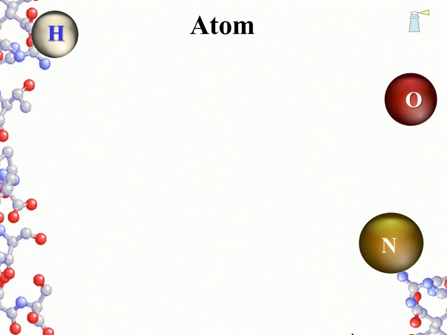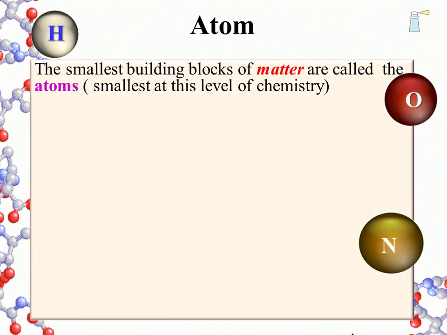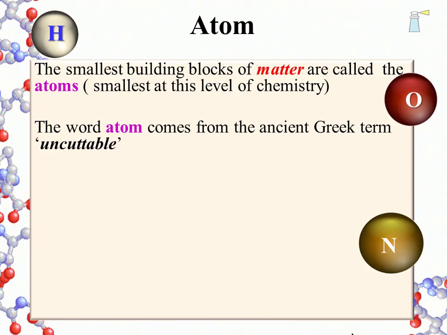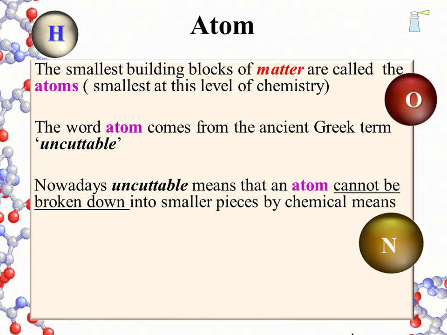The atom. The smallest building blocks of matter are called atoms, and that's going to be the smallest at this level of chemistry. The word atom comes from the ancient Greek term uncuttable, because it was argued that there was some smallest size matter could be broken down into. Nowadays, uncuttable means that an atom cannot be broken down into smaller pieces by chemical means.